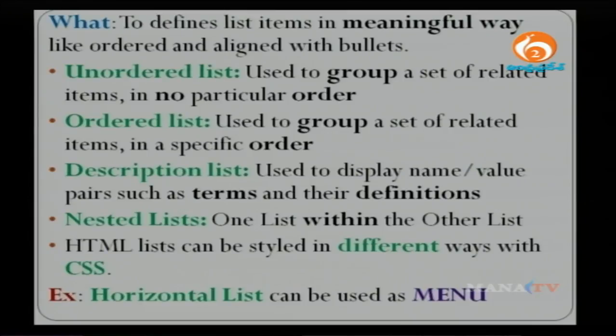So, suppose you do not want any 1, 2, 3 or ABC, that kind of ordered way, then you can easily use the unordered list. So, what is the unordered list? You do not need any order, but you want to group those items in our web pages. On that purpose you can use unordered list. Once we use the unordered list, we can show the list of items in an unordered way, means with the bullets as well as some arrow marks you can show in our web pages.